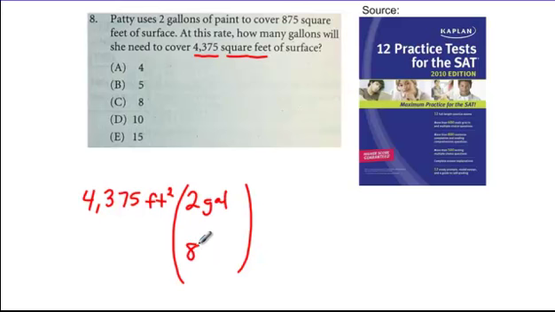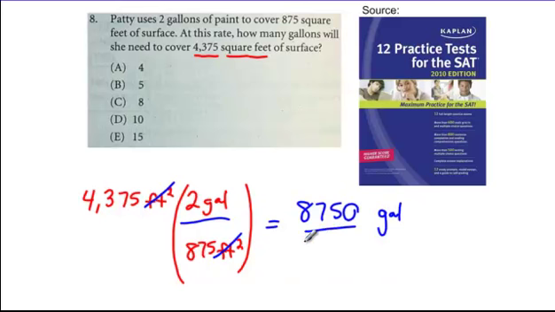Square feet cancels with square feet, and across the top, we have 4,375 times 2. And across the bottom, we have 1 times 875. So we have 8,750 over 875, and the only unit left is gallons. When we divide that out, we will see that it takes 10 gallons to paint 4,375 square feet of surface.